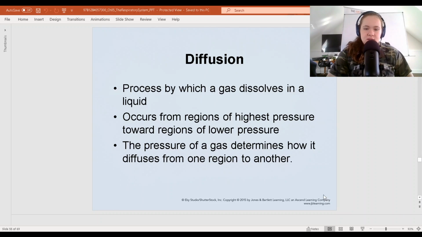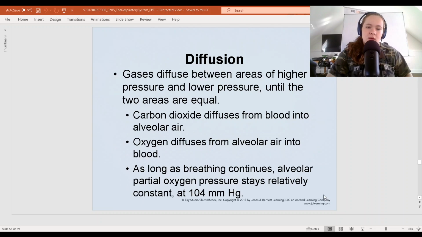Diffusion is the process by which a gas dissolves in a liquid. This occurs when gases move from regions of higher pressure toward regions of lower pressure. The pressure of a gas determines how it diffuses from one region to another. Gases diffuse between areas of higher pressure and lower pressure until the two areas are equal. Carbon dioxide diffuses from blood to alveolar air. Oxygen diffuses from alveolar air into blood.